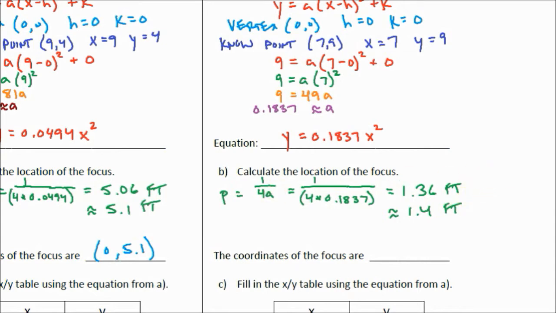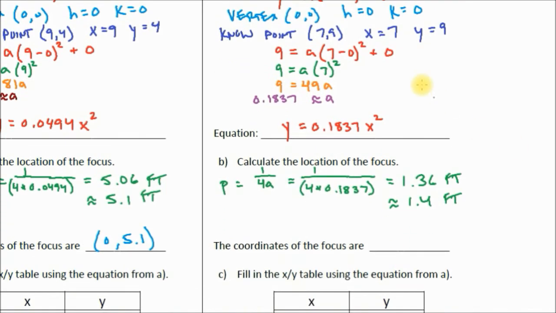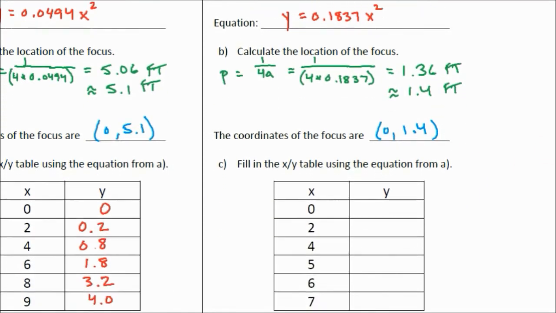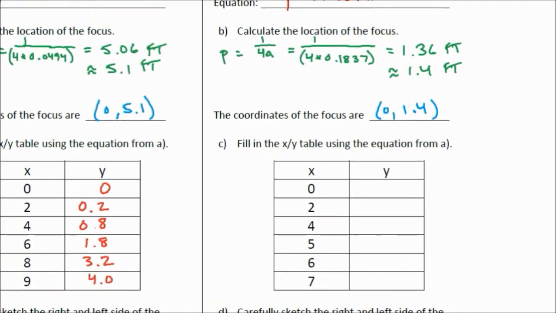If our p-value is 1.4, let's go up from our vertex. 1.4 is about right there. I'm going to label that as our focus, and that is 0, 1.4. There's our focus, and they want to have us put it here as well. So 0, 1.4 is our focus. All right, let's use an XY table to draw our parabola.